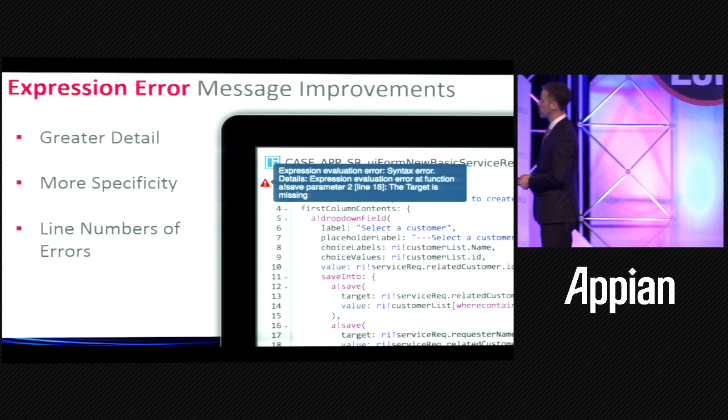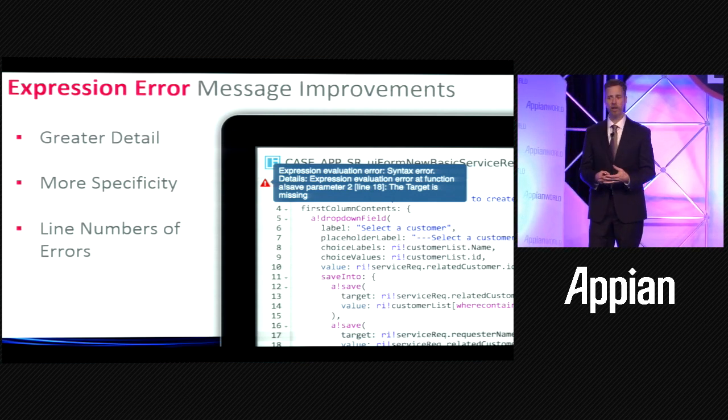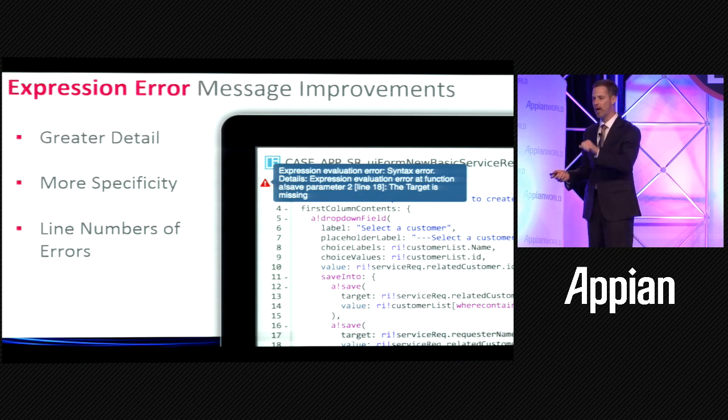Expression error message improvements. As you define these expressions in the web API, SAIL interface, or the rule expression editor, we have a lot more feedback now for developers to tell them exactly where errors are. So now you'll see the exact line numbers. If I miss a comma or a semicolon, I see the exact line number.